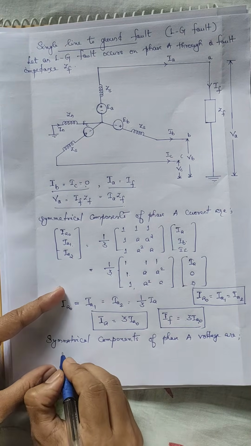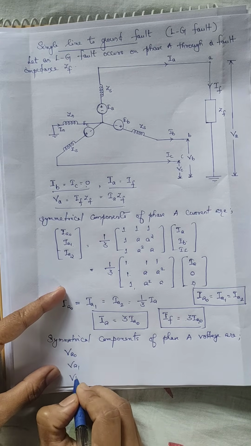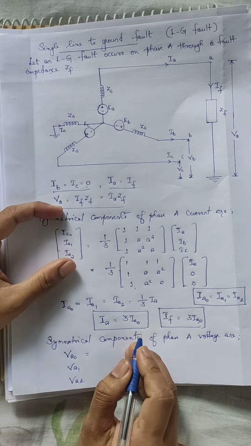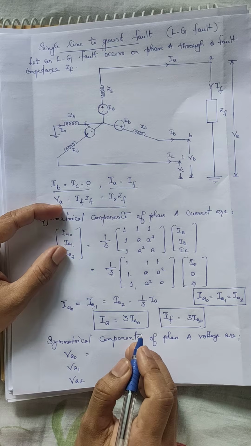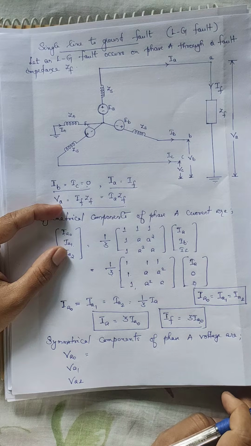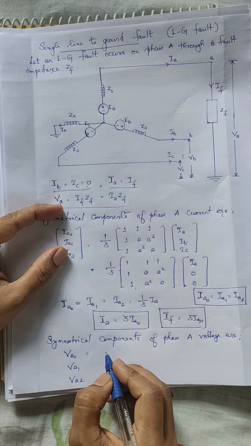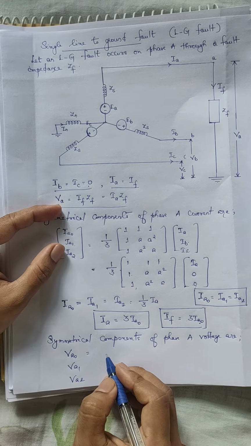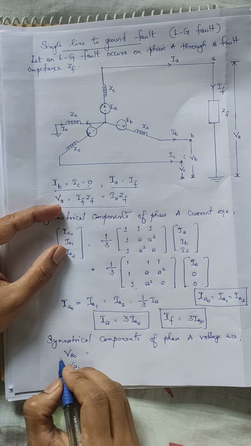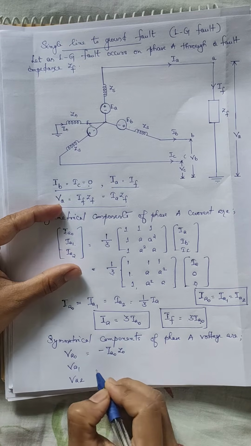So phase A voltage symmetrical components are VA0, VA1 and VA2. We have already drawn the zero sequence, positive sequence and negative sequence networks of a generator, so we know how to draw the network. And from the network we have already got the equation for terminal voltage. From the zero sequence network we have VA0 is equal to minus IA0 into Z0.